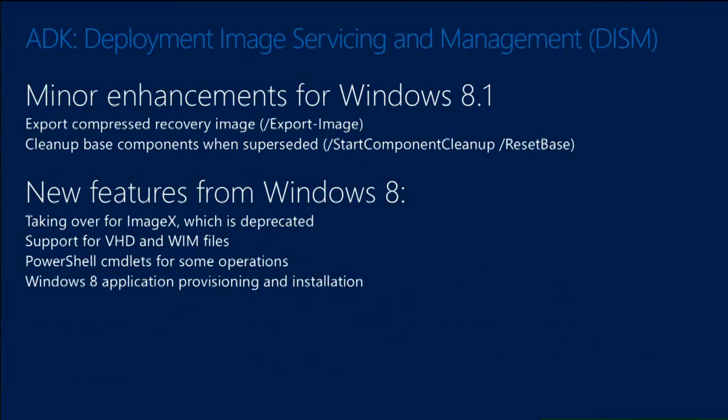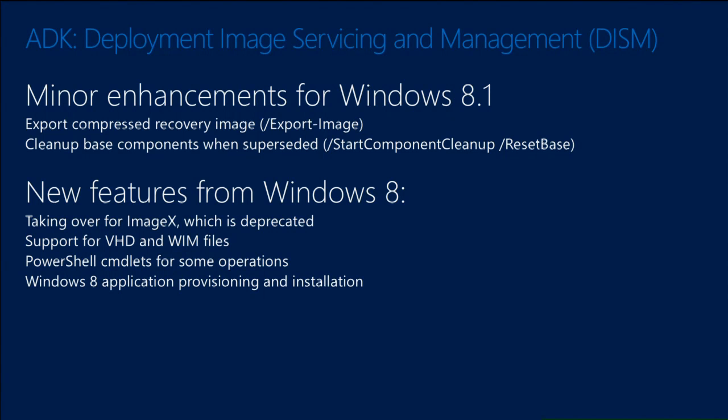Next tool in the ADK, the DISM tool, adds a new option called Export Image that's specifically for the recovery environment. And what it basically does is it can export an image using a different compression format, and it just reduces the size of your recovery image. So it's really designed for OEMs who want to include a recovery image on the machine but not use so much disk space, which is great for a 32 gig device that doesn't have a whole lot of disk space to begin with.